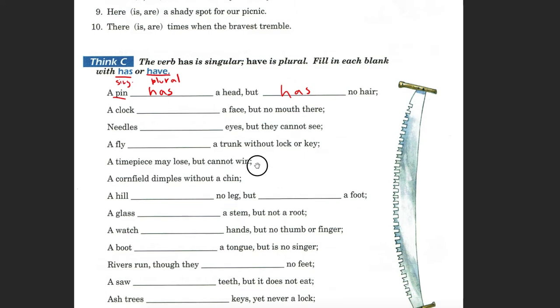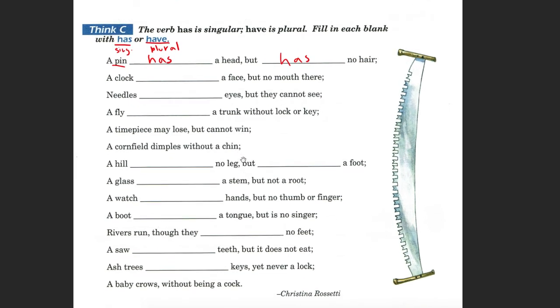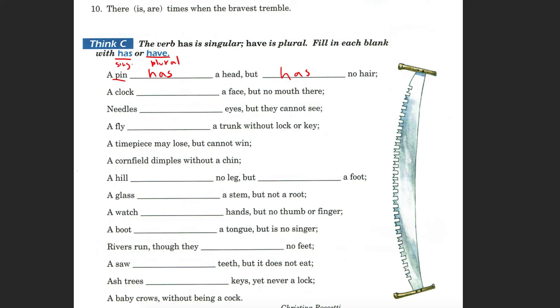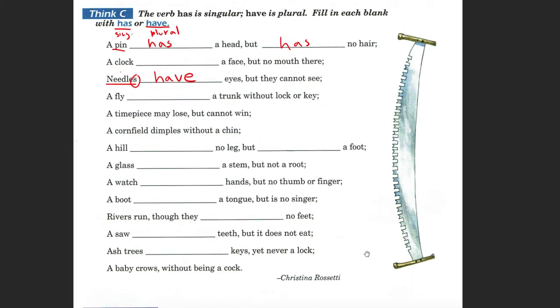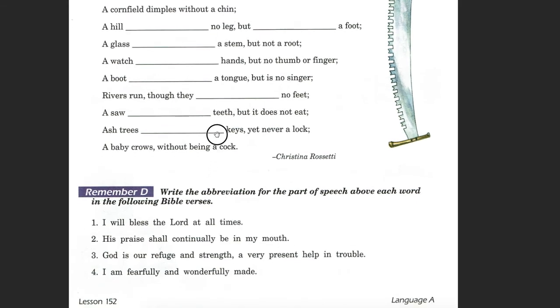All right, let's do needles. Needles blank eyes, but they cannot see. So our subject is needles. Is that singular, one, or plural, more than one? Since there's an S at the end, it's plural, so I have to use the plural verb. Our plural verb is have. So have is the plural of has. So needles have eyes, but they cannot see. Do the rest the same way.